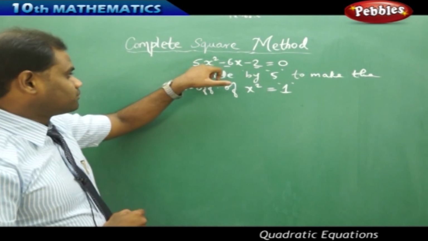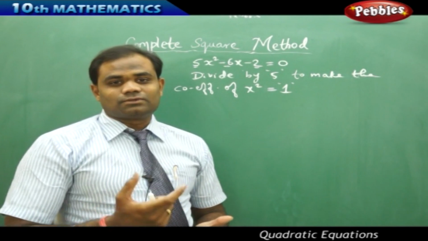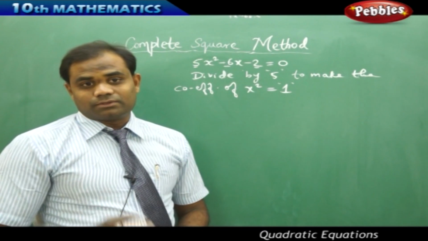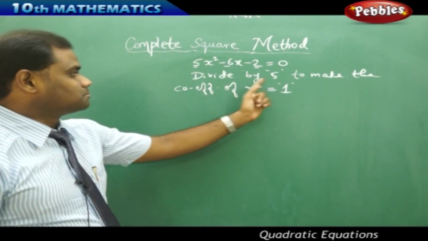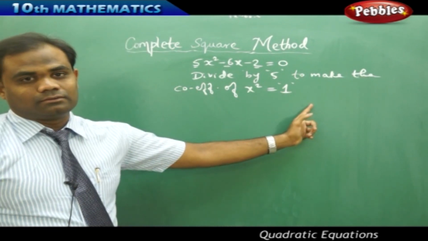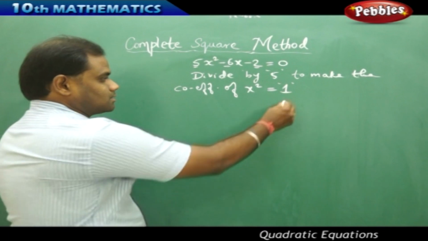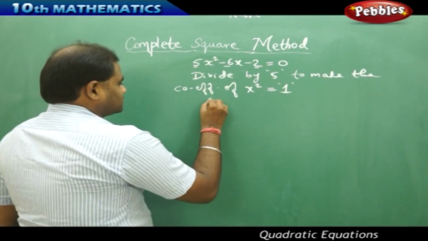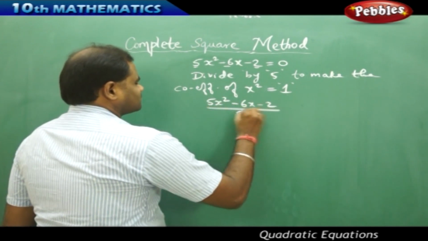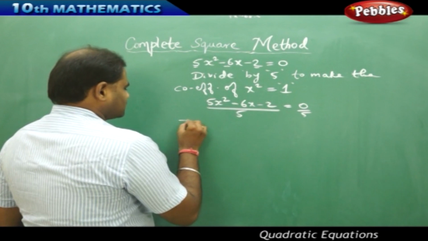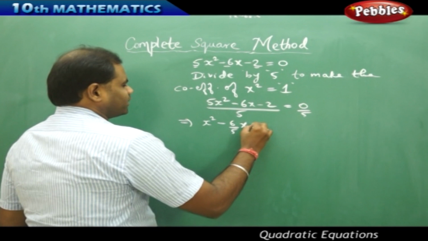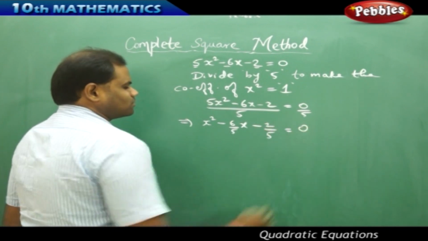Therefore, because I have the coefficient of x squared as 5, I can make that equal to 1 only if I divide by 5. Therefore, immediately I divide by 5, simply to make the coefficient of x squared equal to 1, rule 1. So let's divide and see what finally I get. Equal to 0 by 5. Then this reduces to x squared minus 6 over 5 of x minus 2 over 5 equal to 0 is what I get.